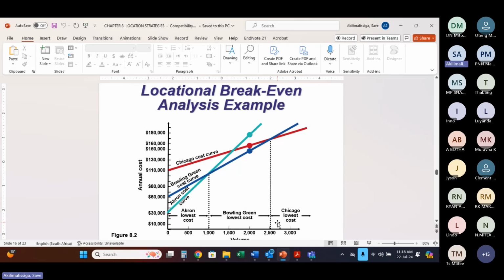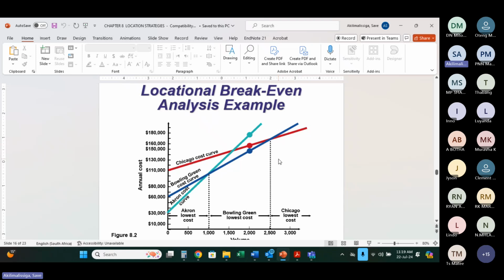Now, going from 2,500 units upwards, or greater than 2,500 units, you can also check here. You can see these red lines will be the lowest. So Chicago has the lowest cost, or is the optimal location, for a volume greater than 2,500. Even if the company decides to produce 5,000 or 10,000, Chicago is still going to be the optimal location.